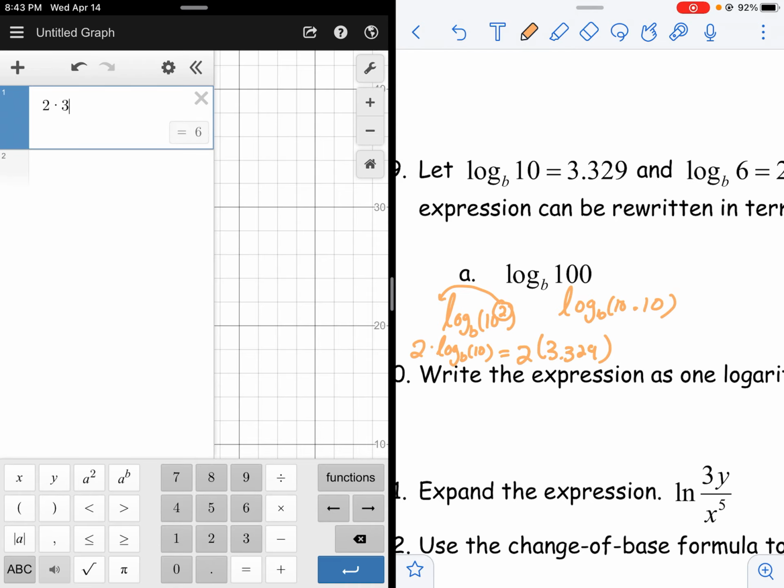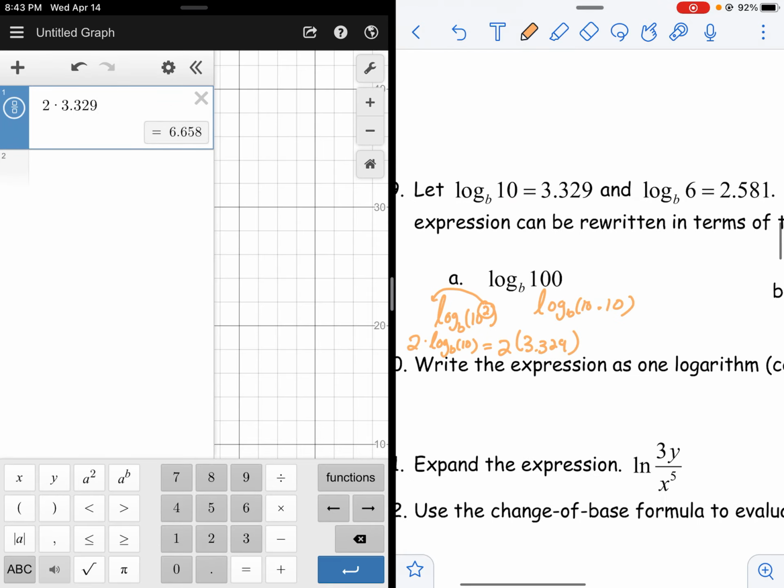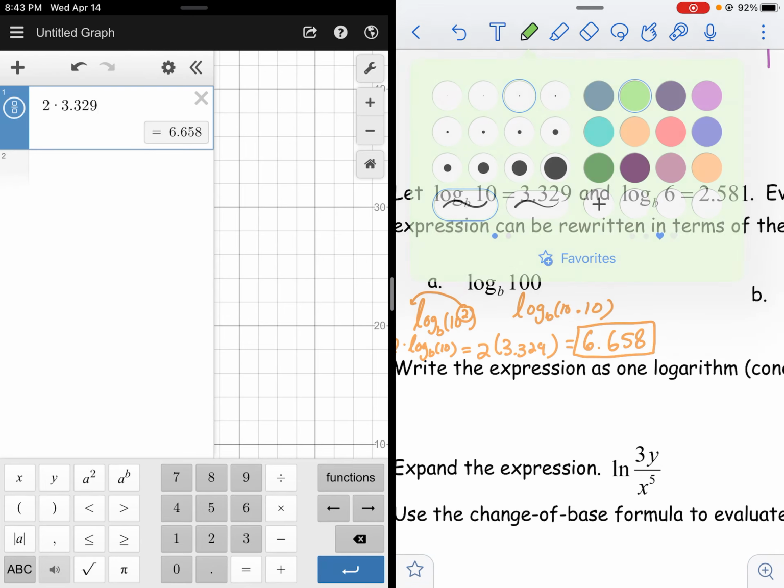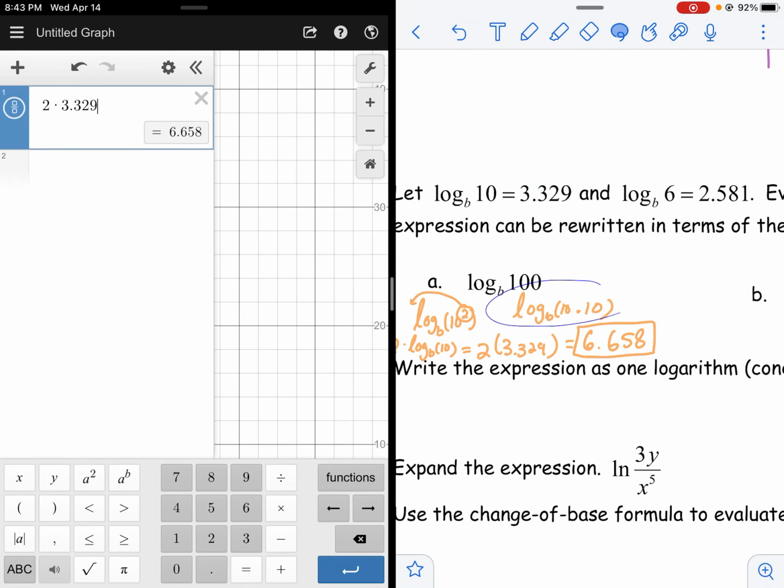And then we just type that in, 2 times 3.329. And so our answer for letter A is 6.658. In our other instance of this problem, where I did log base b of 10 times 10, then that would become log base b of 10 plus log base b of 10. So then we're just 3.329 plus 3.329, and then we would still get out 6.658.